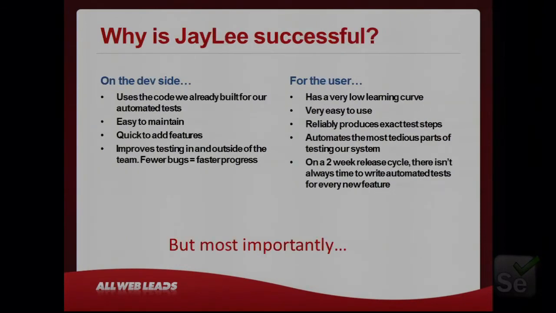So I'm going to go over why I think JLead is successful, and some of these are points I've already mentioned. But first thing, it uses the code we already built for our automated tests. That really makes it easy to justify adding features to JLead because the same code is going to be used to create new regression tests. JLead's pretty easy to maintain because it's on the same code base. If we have to maintain a test, JLead gets those updates. It's pretty quick to add features, just using the drag and drop WinForm builder in Visual Studio. It's really nothing fancy, so we don't spend a lot of time adding things to the UI.